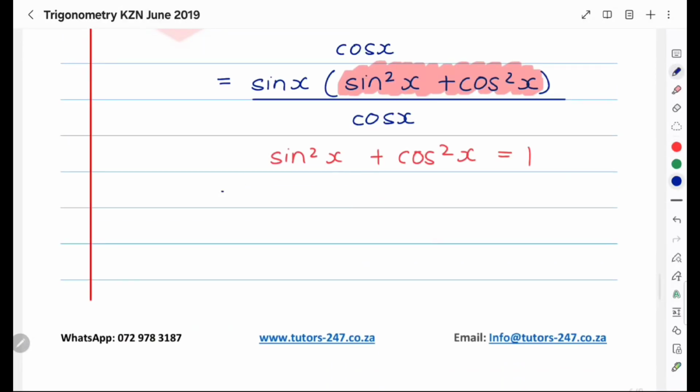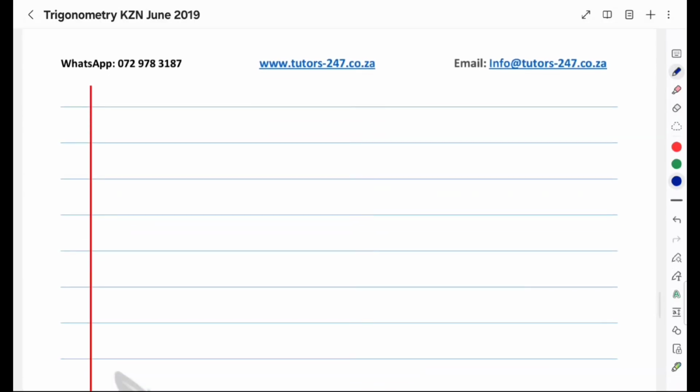So that is going to leave us with sine x into 1. That sine squared x plus cos squared x inside the bracket just became 1. And that is all over cos x. From here, all we are going to do is multiply sine x by 1. So sine x times 1 is just sine x. And that is over our denominator of cos x.